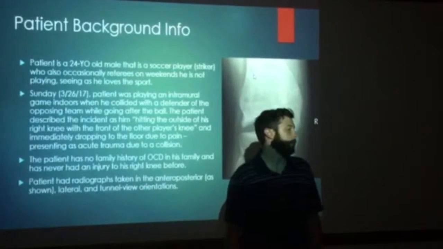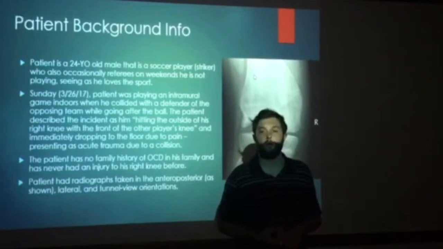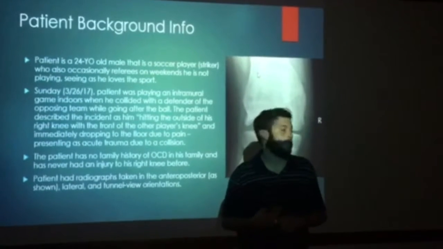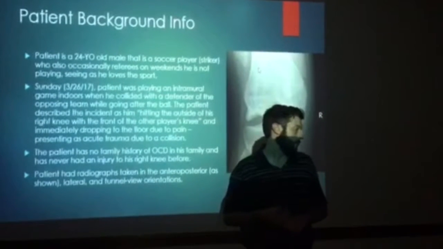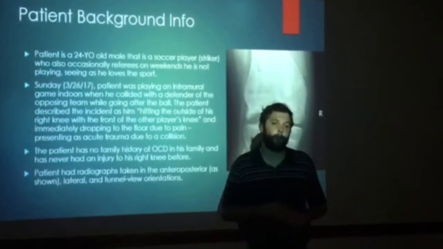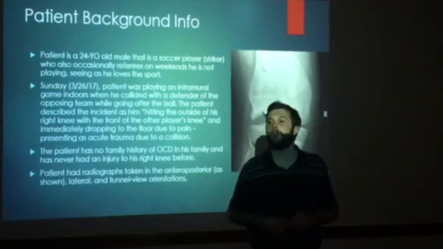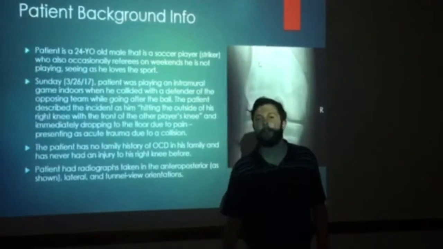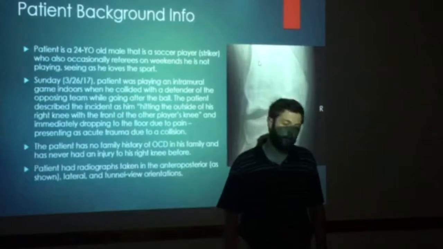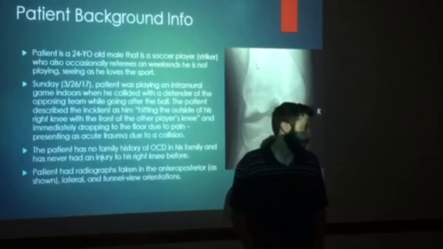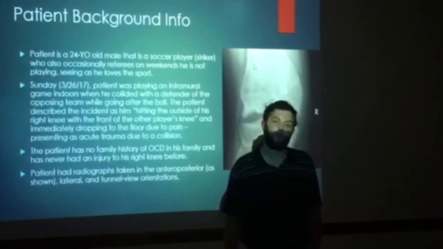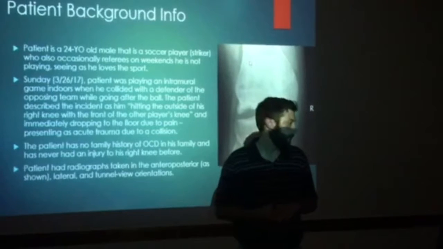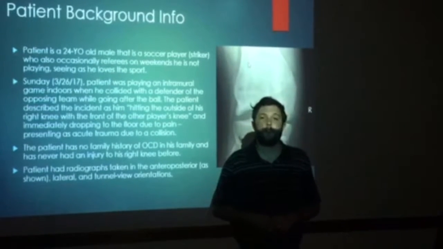So our patient background info: he's a 24-year-old male soccer player, and he's a referee on the weekends whenever he's not playing soccer. Mechanism of injury: he was injured Sunday, March 26th, playing an intramural game. He was going for a ball, a defender struck the lateral aspect of his right knee, and he dropped to the floor immediately due to pain. He presented with acute trauma due to the collision. The patient has no family history of OCDs, and he has never had an injury to the right knee before whatsoever.